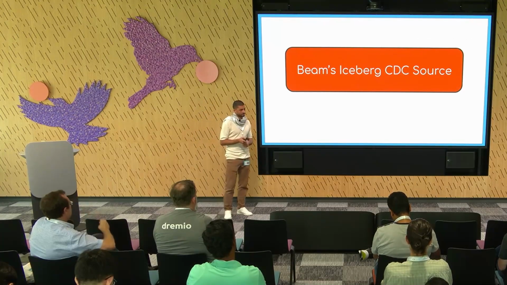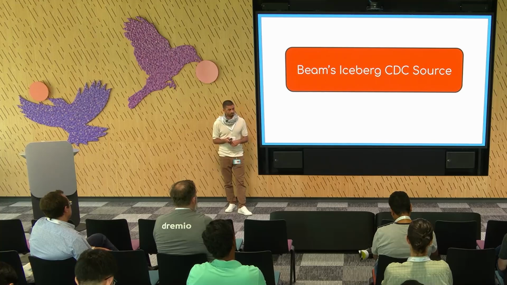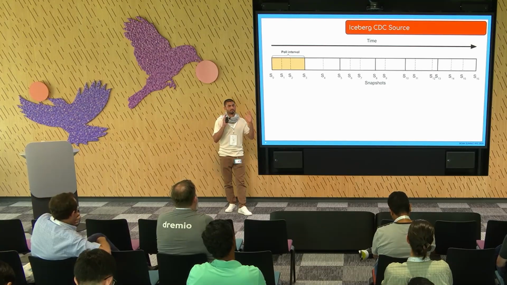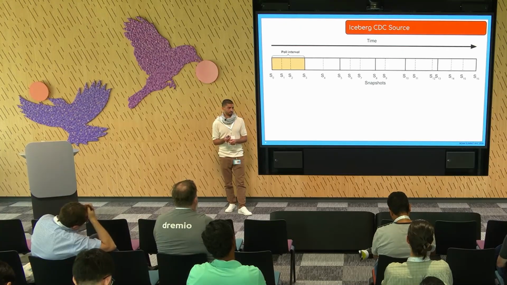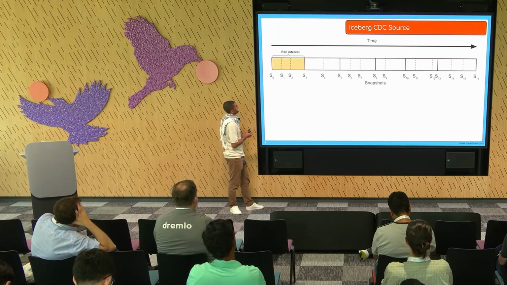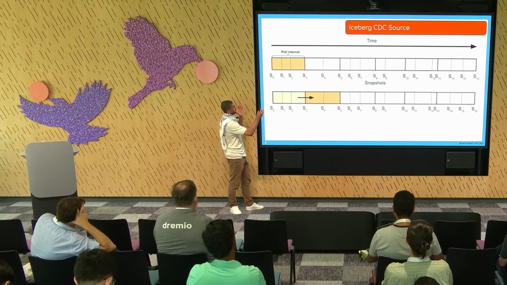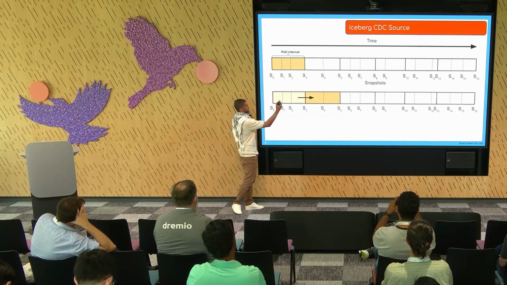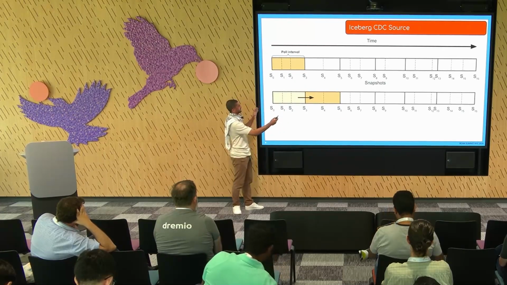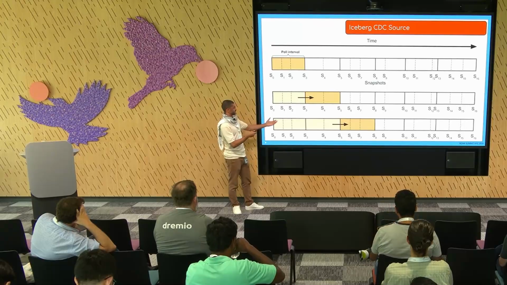And finally, we have the CDC source. For streaming use cases, it polls the table at certain intervals and processes the snapshots that it finds. So say you're writing to a table over time, and the CDC read will basically do a poll at each of these intervals, and that's how it goes. It just processes the snapshots that it finds.